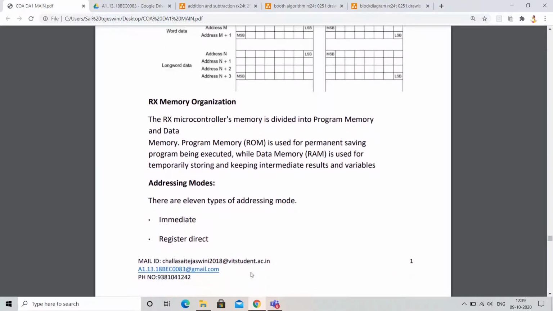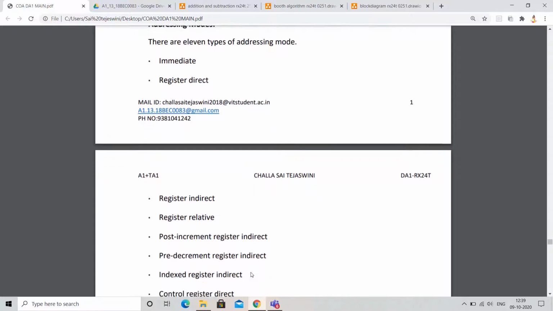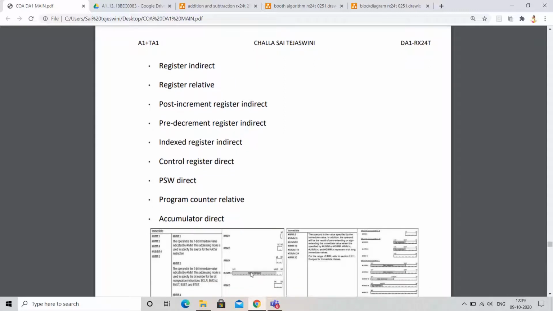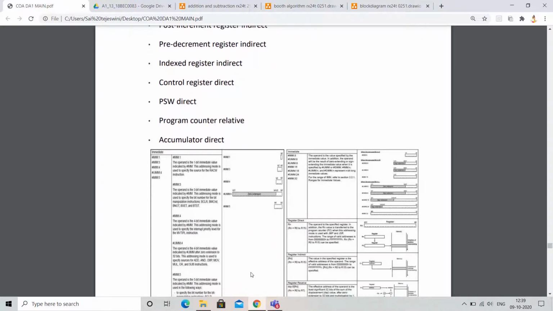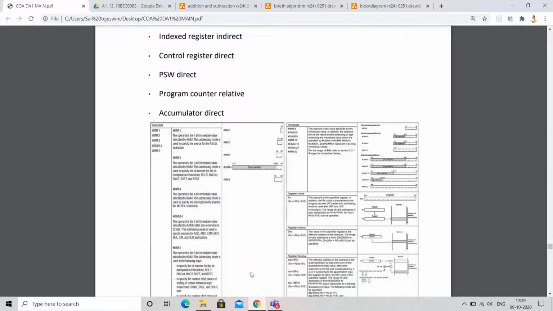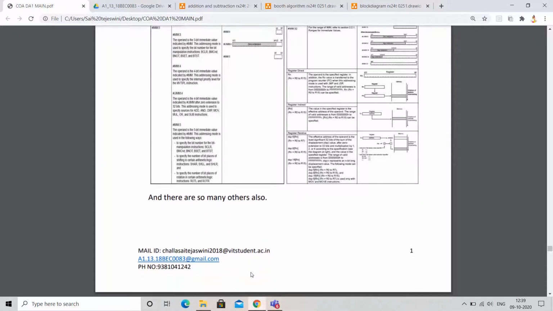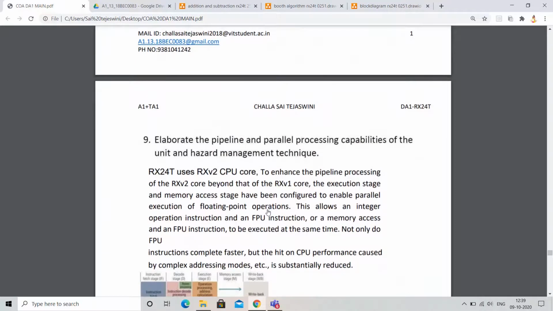There are 11 types of addressing modes: immediate, register direct, register indirect, relative, post-increment register indirect, pre-decrement register indirect, indexed register indirect, control register direct, PSW direct, program counter relative, and accumulator direct. You can see its applications, and there are many others also. These are the important 11 addressing modes.